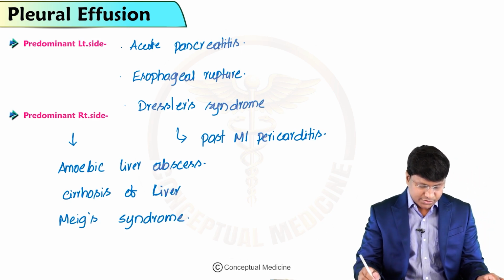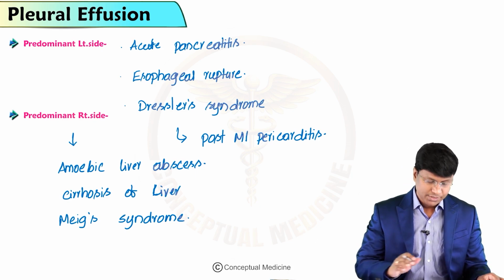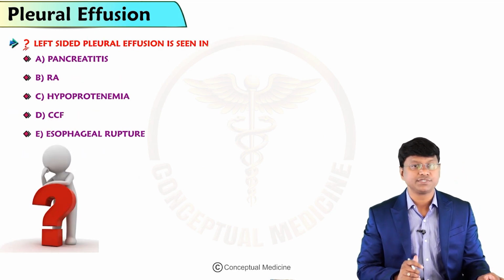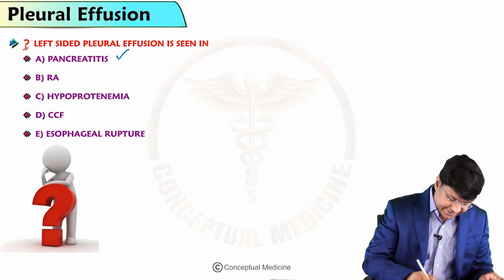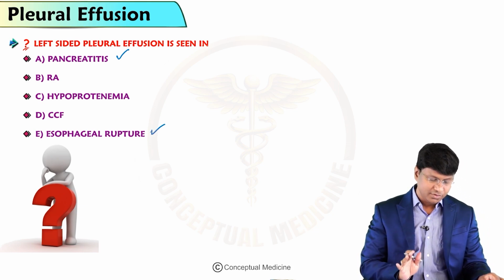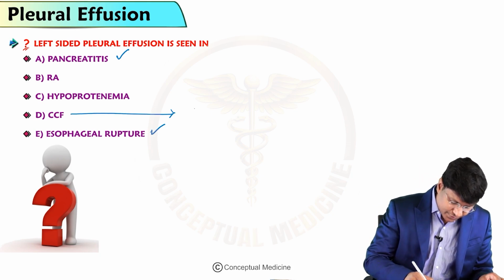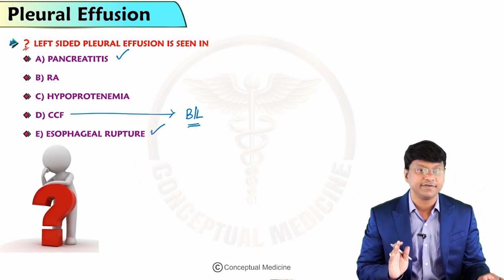Right, so these are the causes for predominant right-sided pleural effusion. If you go back to the question now, left-sided pleural effusion is seen in pancreatitis as well as esophageal rupture. They will cause your left-sided pleural effusion, whereas in congestive cardiac failure, you will have bilateral pleural effusion.